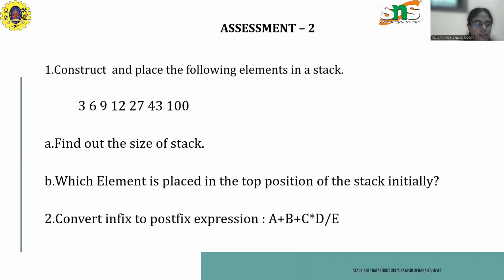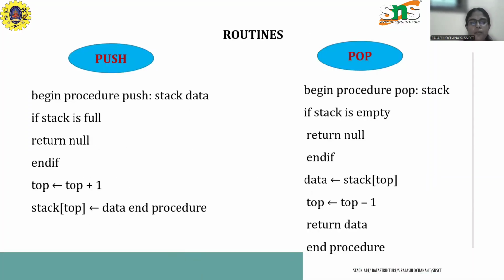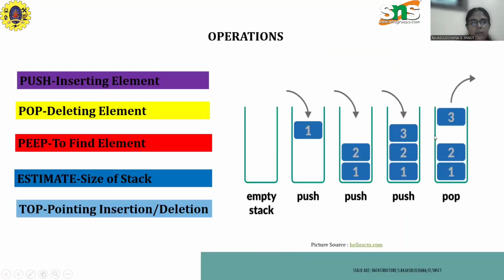So here are a few of the examples. If you want to return the topmost value, you can just give return stack of top, and that will return the topmost value. And what is the other operation? We have the estimate operation. As you increment the top pointer, once the top pointer is equal to size minus 1, you can stop incrementing the top pointer. So the final value stored in the top pointer will be the size of the stack.